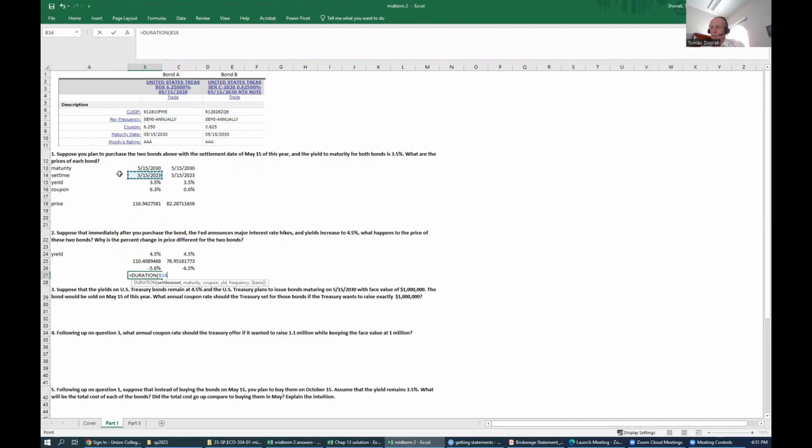Settlement is here, maturity is here, coupon is here, yield, sure, let's do 4.5 yield, frequency is 2, basis is 0. You could see that the first bond has a duration of 5.8 years. The low coupon bond has a duration of almost 7 years.